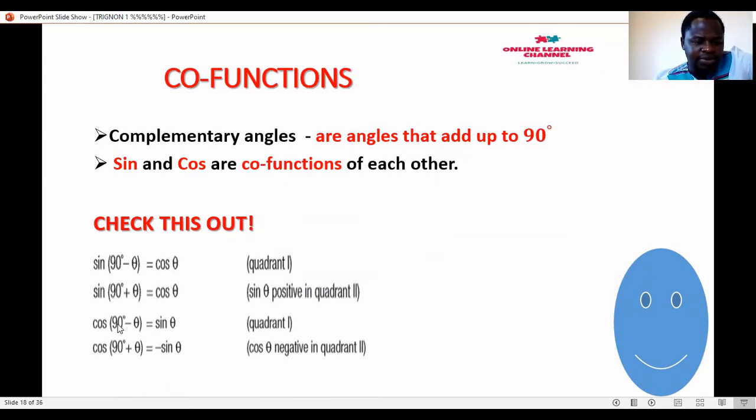Same will apply to cos of 90 minus theta. It will be sin theta because these are cofunctions. And then cos of 90 plus theta. So here you have got 90 plus theta in the second quadrant. Is cos positive there or negative? It is negative. You write negative. Then sin theta because this is a cofunction.